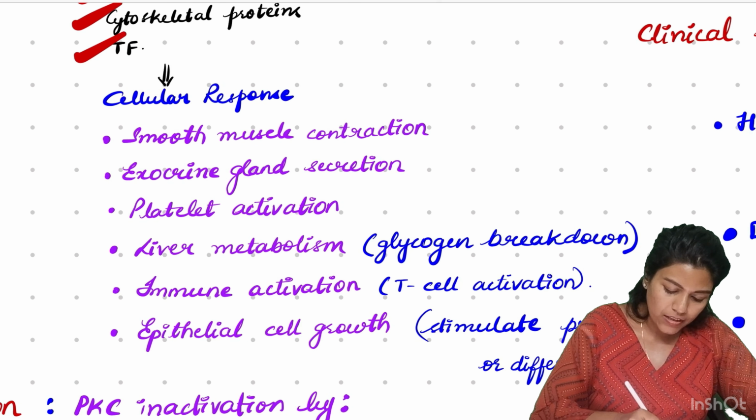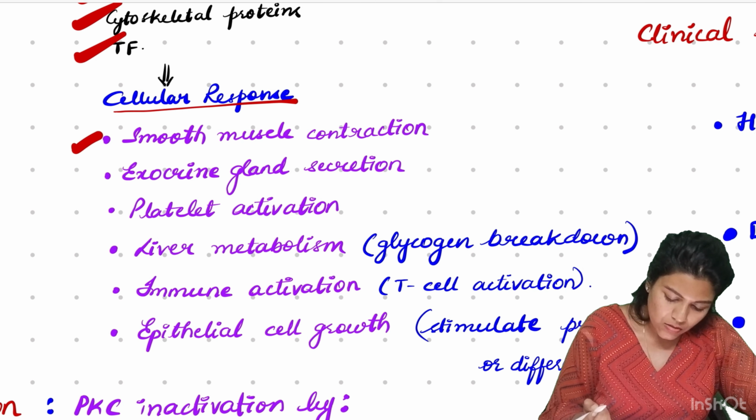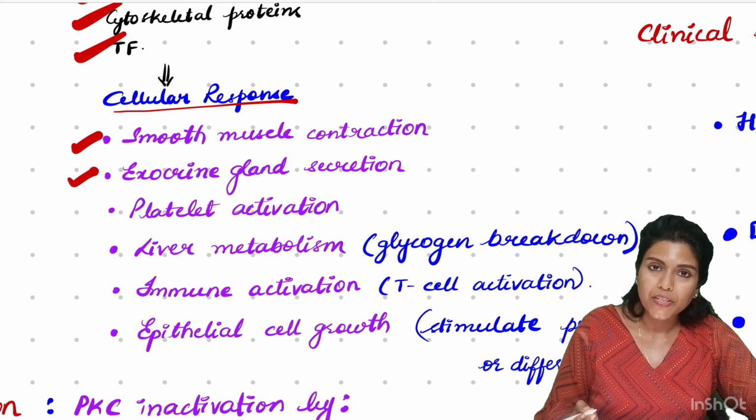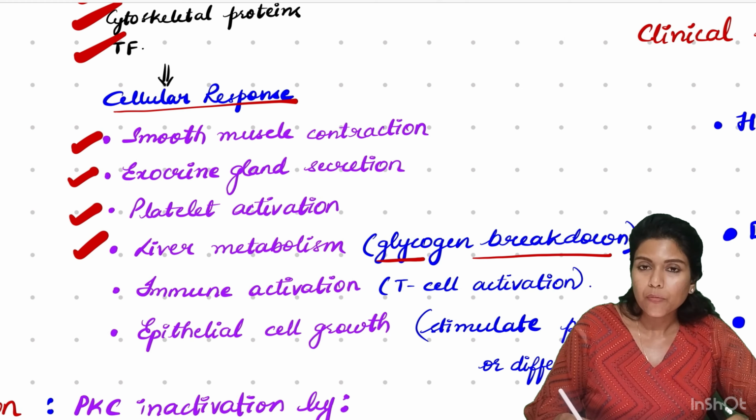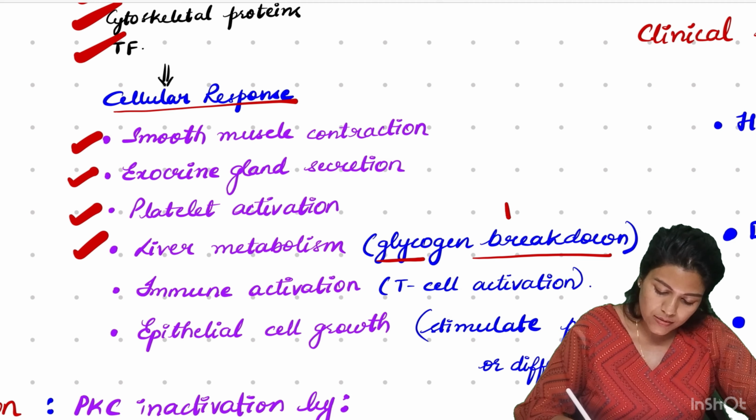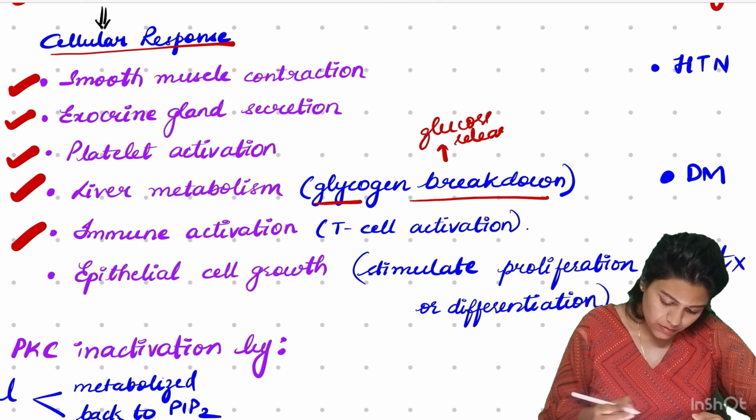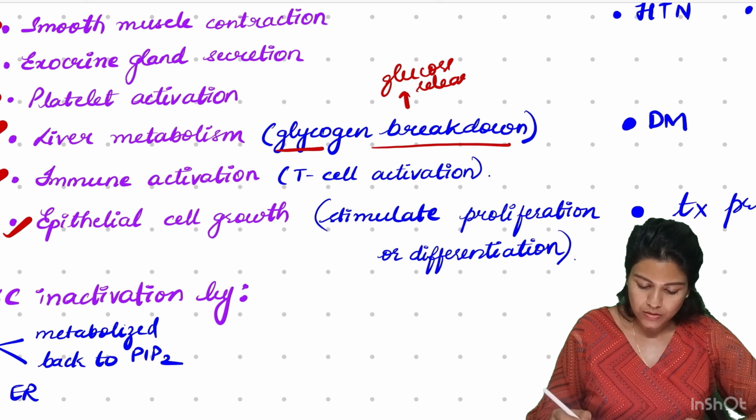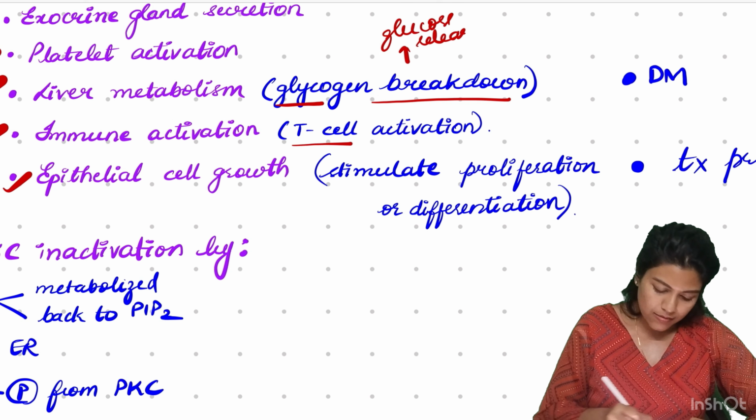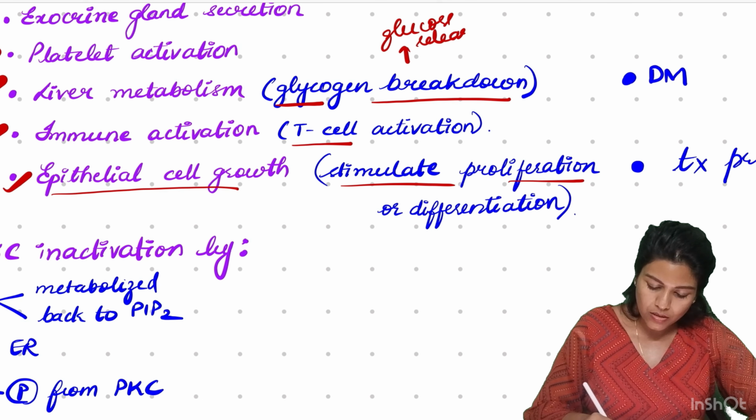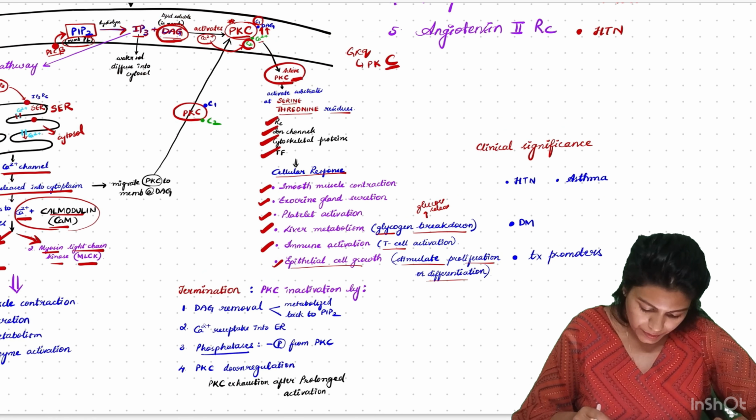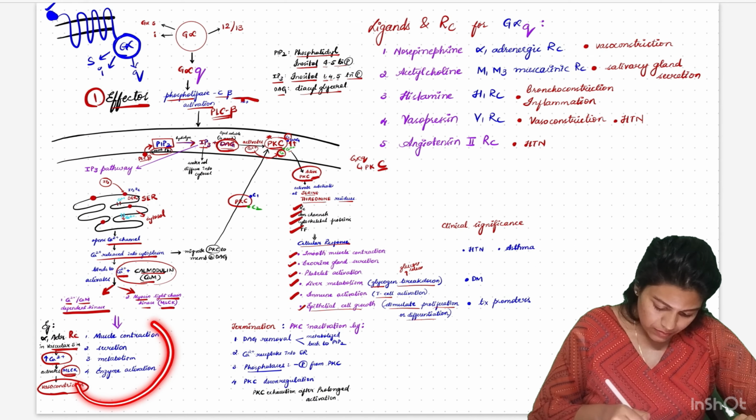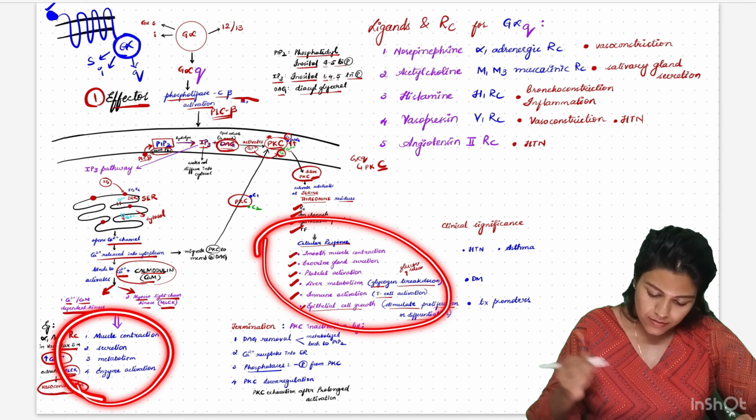The final cellular response is smooth muscle contraction, exocrine gland secretion, platelet activation, liver metabolism, that is glycogen is broken down, and because of glycogen breakdown, it will result in glucose release, and there is immune activation and epithelial cell growth. Immune activation by activating the T cells, epithelial cell growth by stimulating the proliferation or differentiation. So this is the final output given by this DAG pathway. The IP3 pathway will give its output, and the DAG pathway is giving this output.